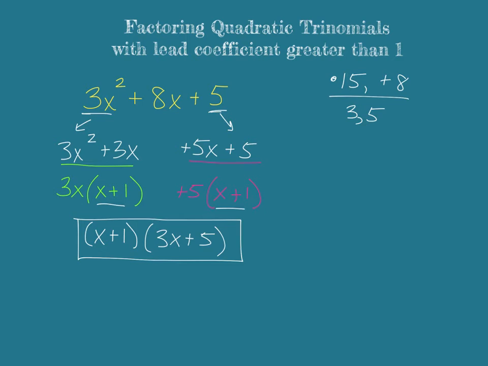The way you can check your work is if you were to multiply this back out by distributing the x through and distributing the 1 through, you would get back to our original quadratic trinomial. Let's take a look at another example.